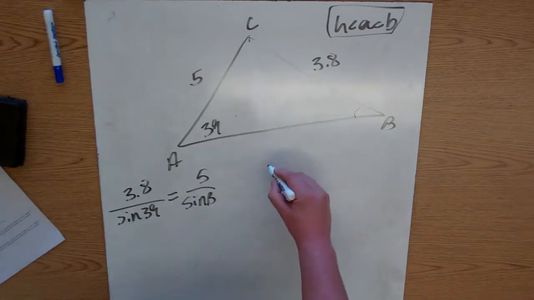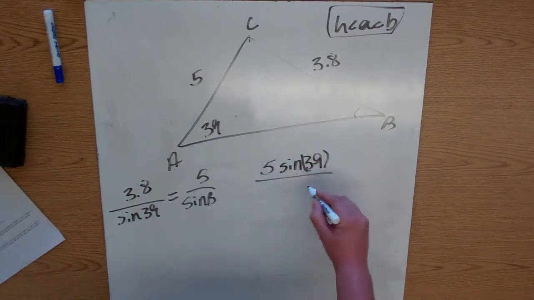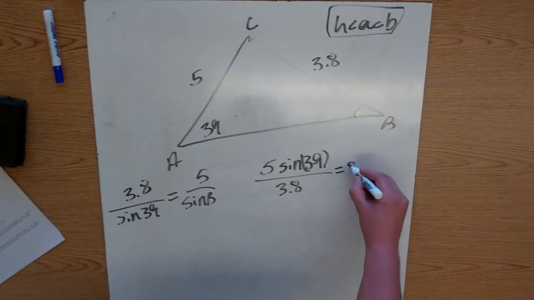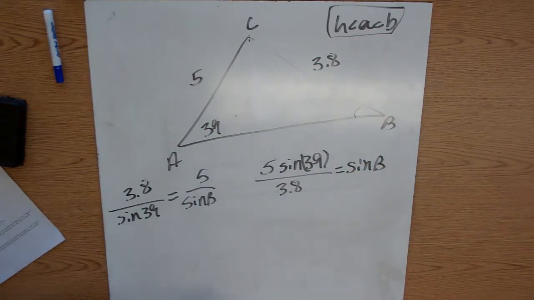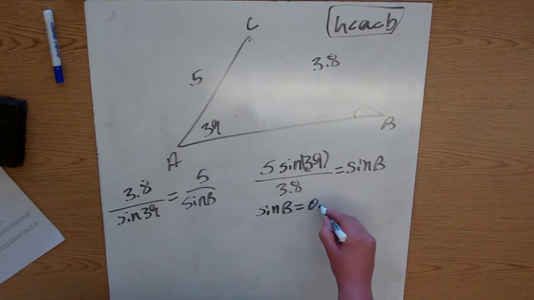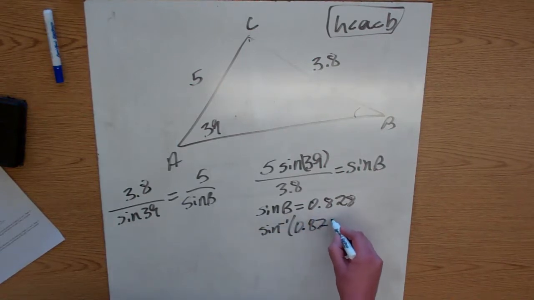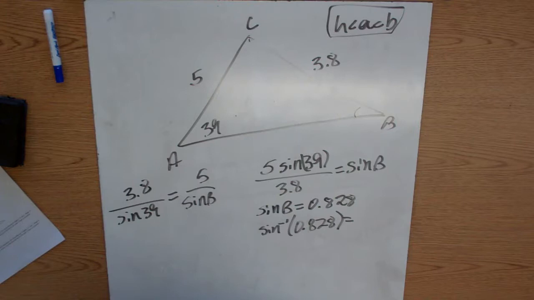Cross multiply. 5 times the sine of 39, and remember, I'm going to go ahead and do my division, divided by 3.8 equals the sine of B. So plug it into the calculator. 5 times the sine of 39 divided by 3.8, and we get that the sine of B equals 0.828. Take the inverse sine of that, and that will give us B. B is 55.9.